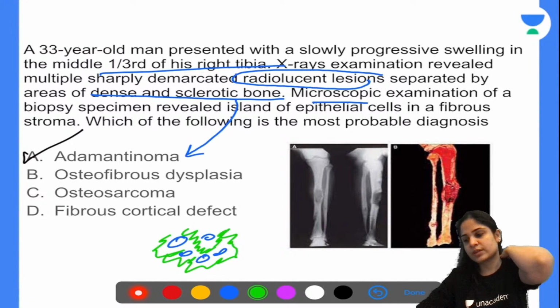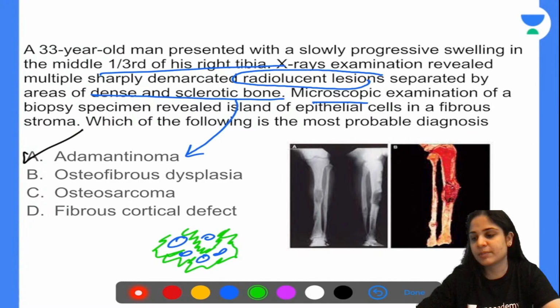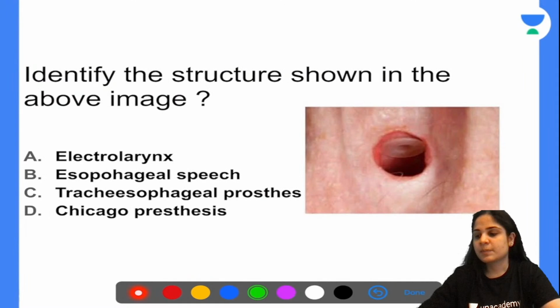Identify the structure shown in the above image. Sorry, in the below image, not the above image. Electrolarynx, esophageal speech, tracheoesophageal prosthesis, or Chicago prosthesis?